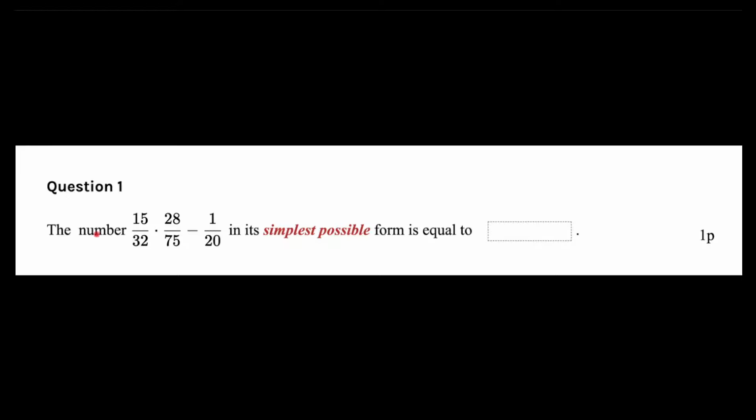Question number 1. The number that you see here, 15 over 32 times 28 over 75 minus 1 over 20, in its simplest possible form is equal. So you have to calculate this, put it in its simplest possible form, and then type it here. Okay, so let us do it on the board now.